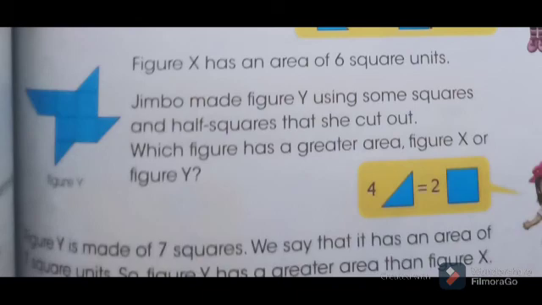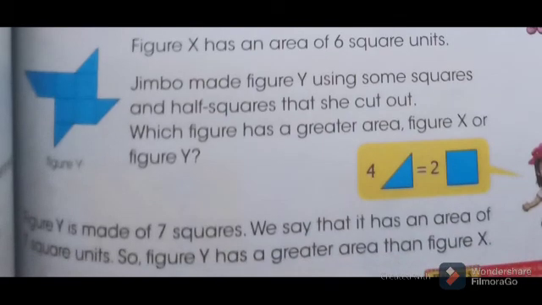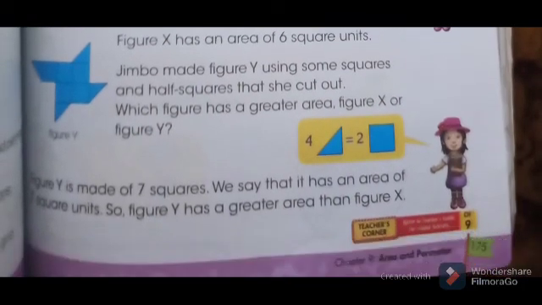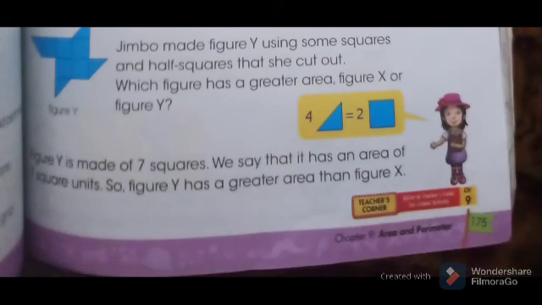Jimbo made figure Y using some squares and half squares that she cut out. Which figure has a greater area, figure X or figure Y? As we can count, there are 1, 2, 3, 4, 5 whole square units and 4 half square units. 4 halves mean 2 whole square units. So 5 plus 2 will be 7. Figure Y is made up of 7 squares. So we can say figure Y has a greater area than figure X.